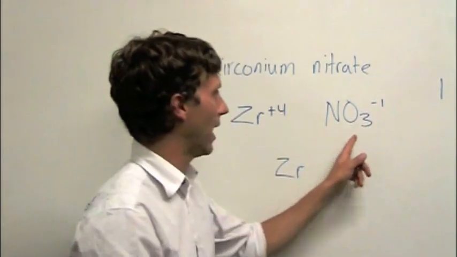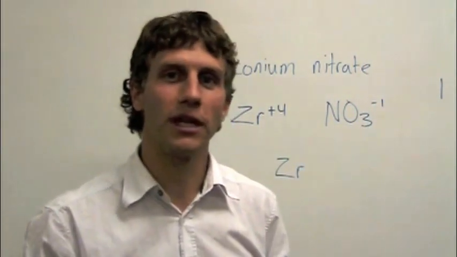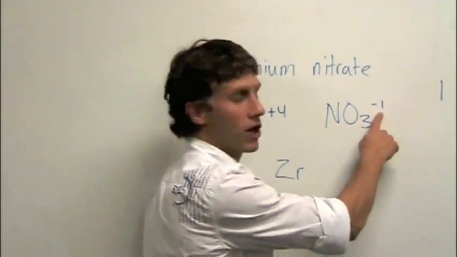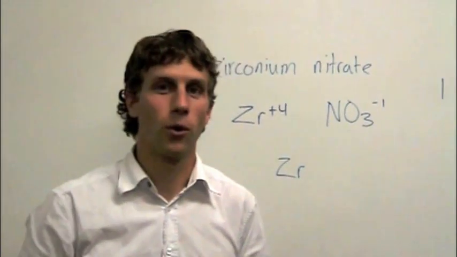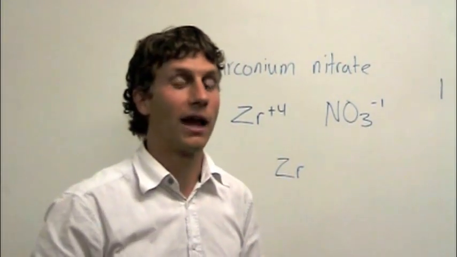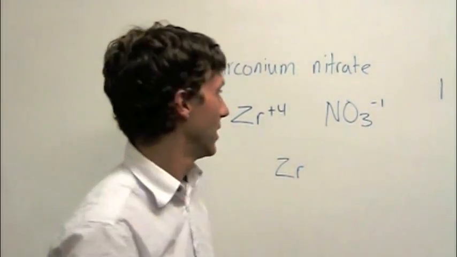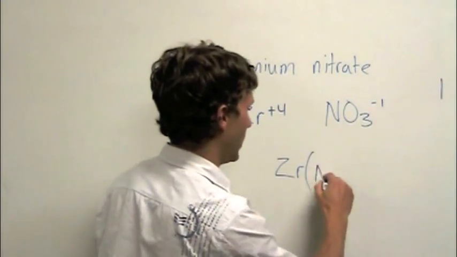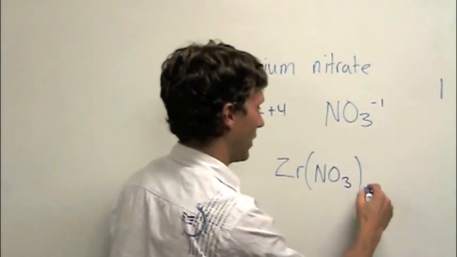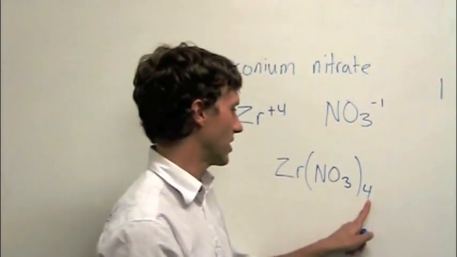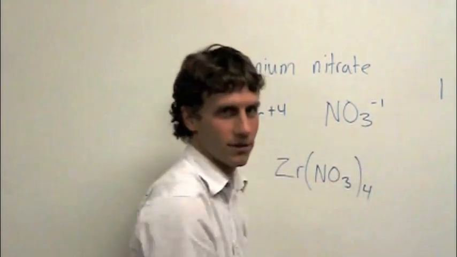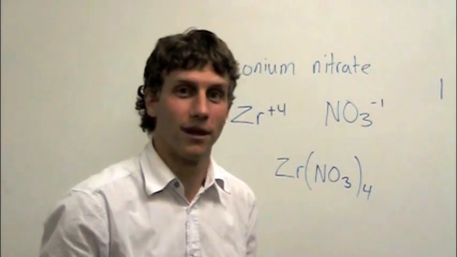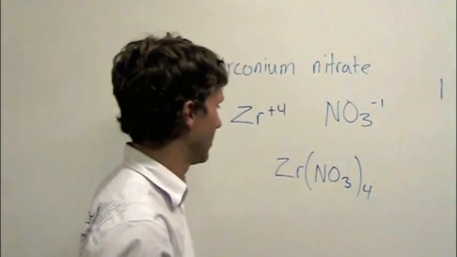Zr. And how many nitrates will we need to get 4 negative charges? Well, it has a charge of -1, so we're going to need 4 of them. Now how do we write that down? We put brackets around nitrate, and then we put a 4, and that tells us that there's 4 nitrates. And that's how you do it. It's pretty easy, right? So those were problems going from name to formula.